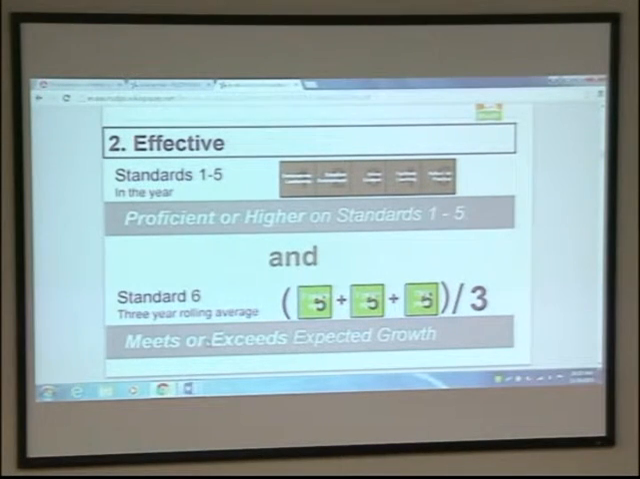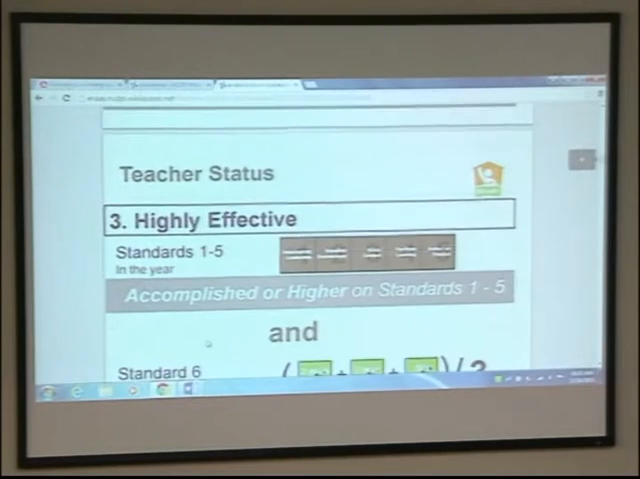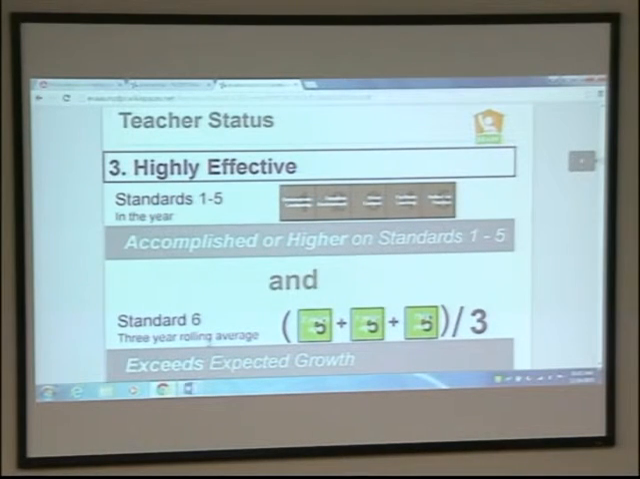We're happy with effective. Highly effective, where all your teachers want to be and think they are, which is fine. I understand that. Means that all 5 observational standards are accomplished or distinguished, and their 3-year rolling average is blue or above 2.0. Roughly, I think last year it would have been like 16% of them would have been here, 18% of them would have been here. I forgot the exact, I have the exact numbers, I'll show you later.